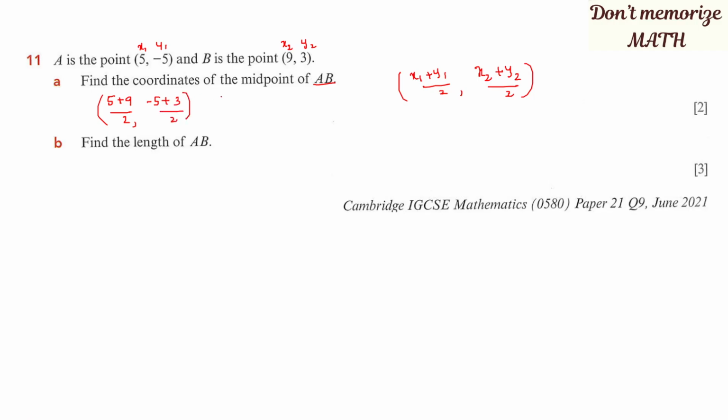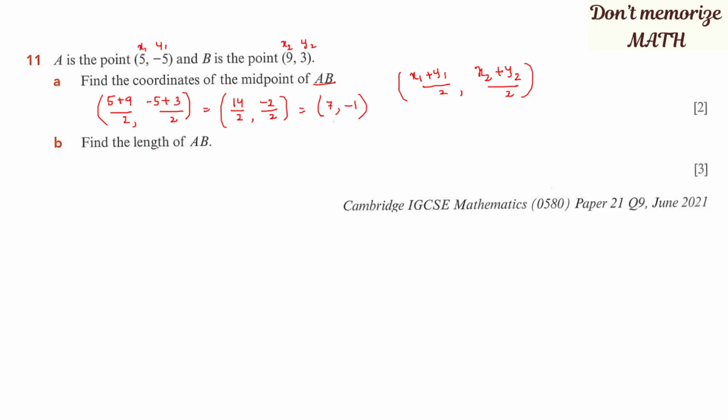Then it is the same as 9 plus 5, which is 14. 14 over 2, that is 7. I will write 14 over 2, comma, minus 5 plus 3. Minus 5 plus 3 is minus 2 over 2. So 14 over 2 is 7, minus 2 over 2 is minus 1. So the midpoint of the line AB is (7, -1).